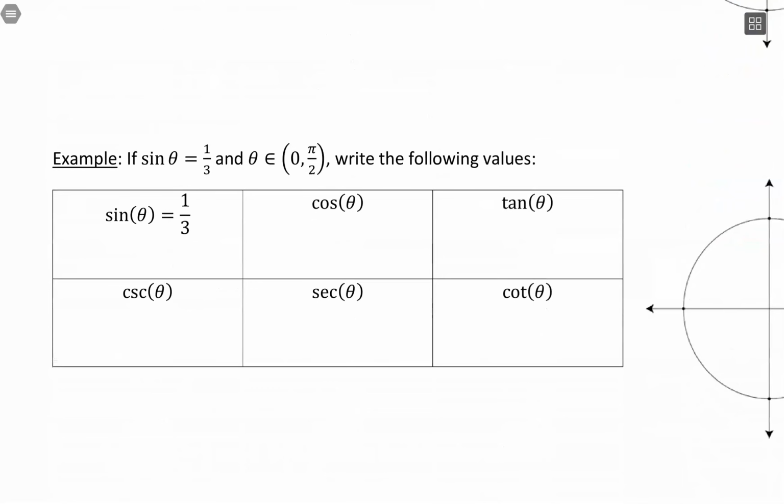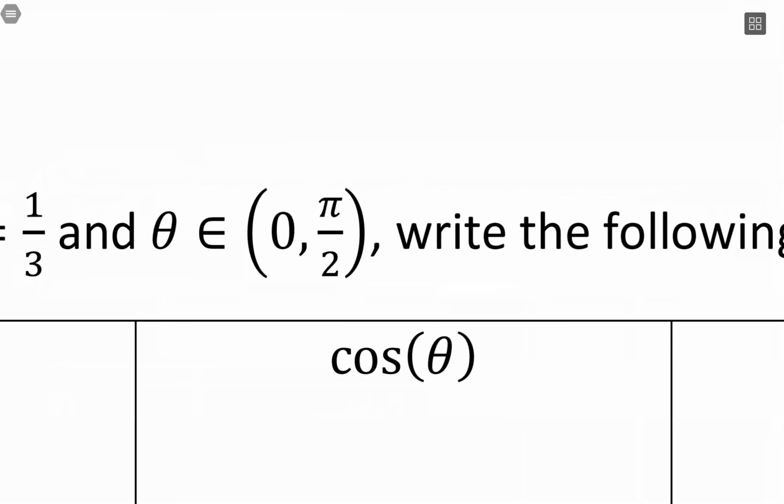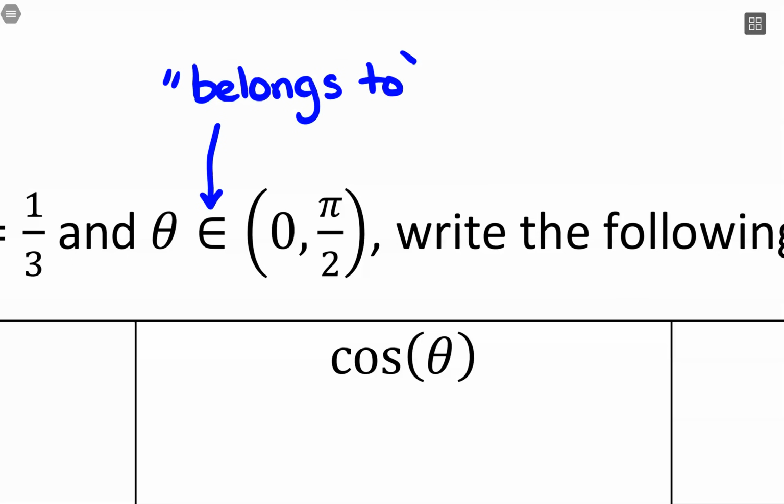Alright, let's see what happens when we have one of the trig function values, and we have a restriction on our angle, and then we can find our other values. So this notation right here, this is giving us an interval that our angle can be in. This notation right here means belongs to or belongs in. So we're saying our angle theta belongs to this interval from 0 to pi/2. And notice with the parentheses that means we're not including 0, we're not including pi/2.